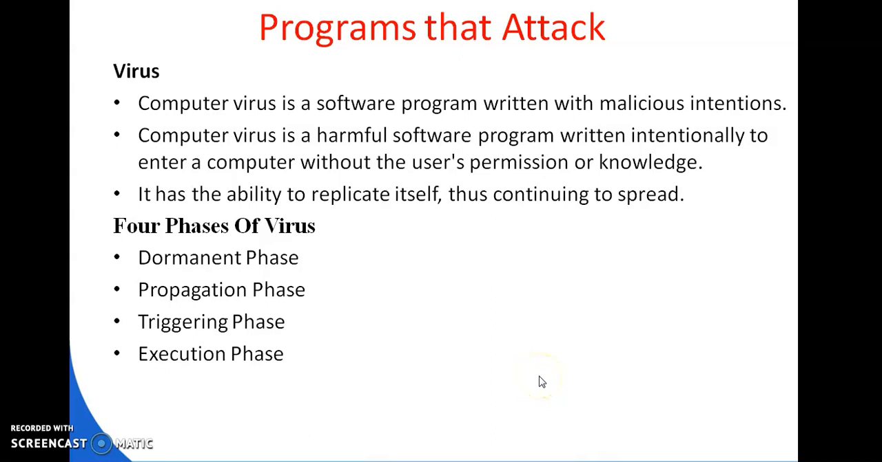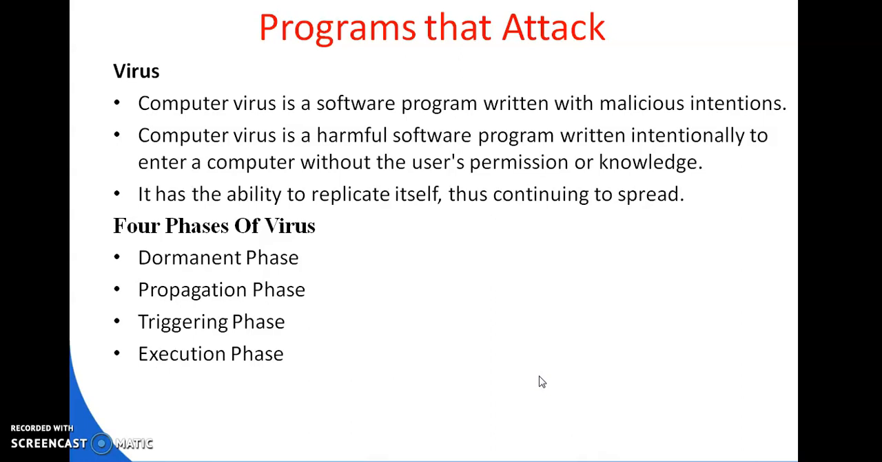Welcome back to chapter 1 of CNS, Cryptography Network and Security. Last class we discussed the virus. A virus is a software program written with malicious intentions, a harmful software program written intentionally to enter a computer without the user's permission or knowledge. It has the ability to replicate itself. Replicate means to create duplicate copies of itself, thus continuing to spread.